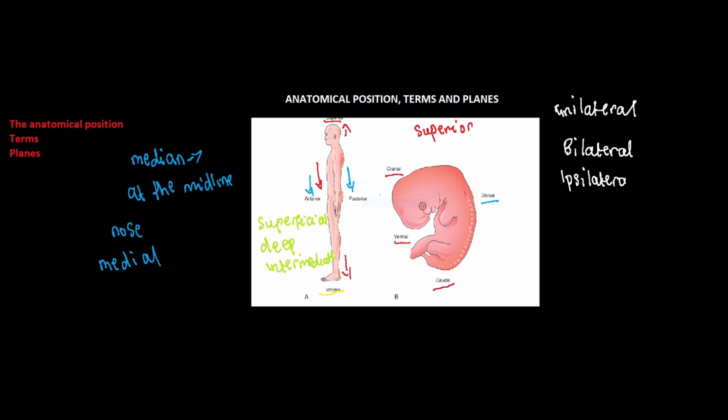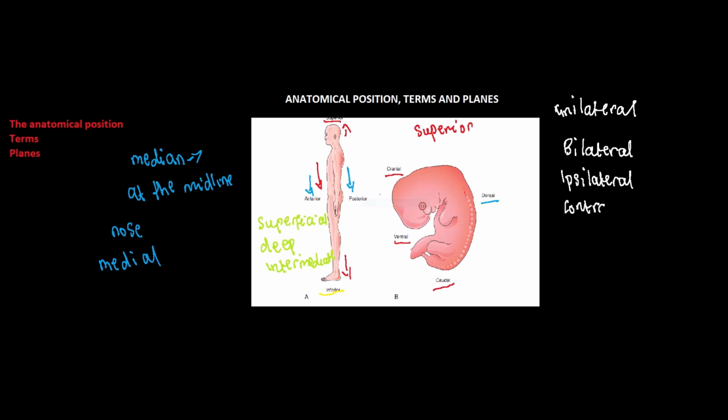Another term is ipsilateral. It's used in describing structures that are located on the same side of the body. For example, the right eye and the right ear are both located on the right side of the body, and so they can be said to be ipsilateral. The right hand and the right leg are both located on the right side of the body, and they can be said to be ipsilateral.